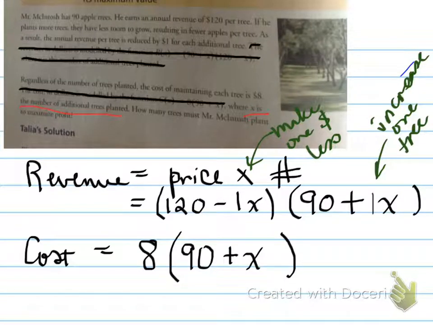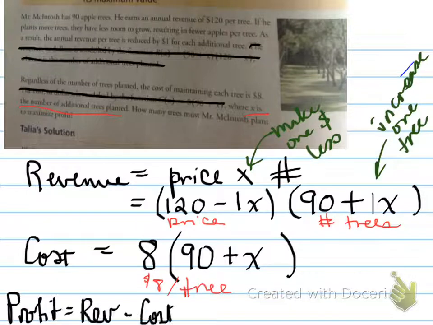Because the question is asking how many trees must Mr. McIntosh plant to maximize profit? Well, what we're looking at here again is profit is revenue minus the cost. So we're now going to look at the equation with revenue minus the cost. So again, the price times the number of trees is the revenue, and the cost is how much it costs per tree that we're actually making.